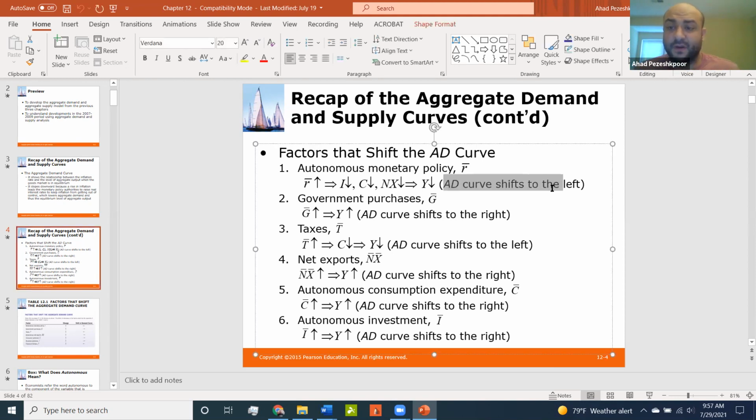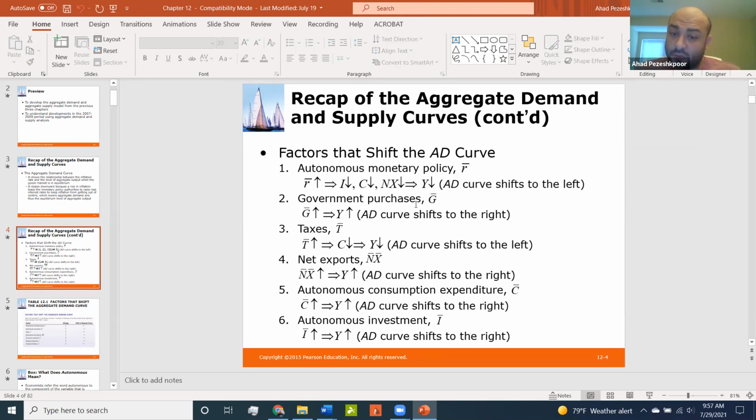Aggregate demand curve shifts to the left. If your government purchases go up, like the New Deal during President Roosevelt, aggregate demand shifts to the right.